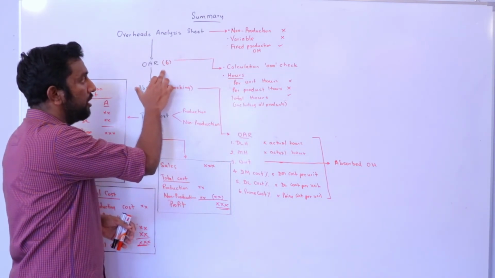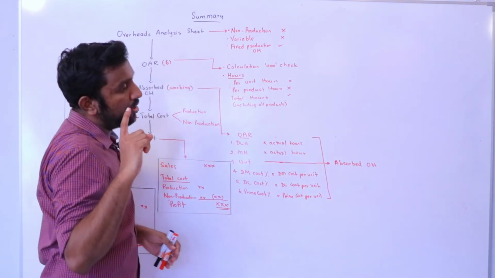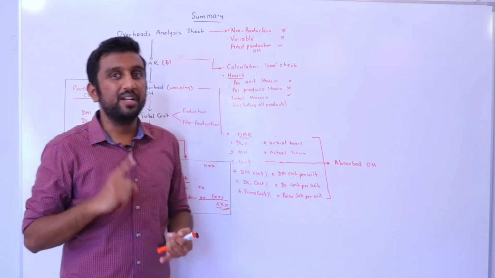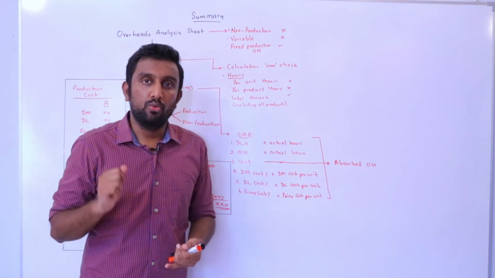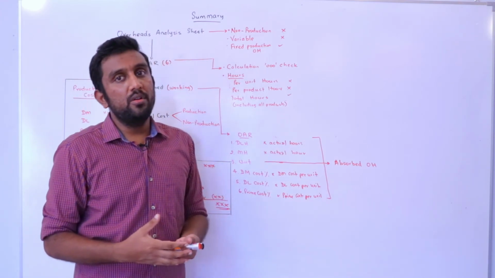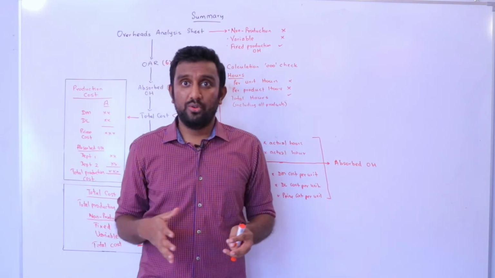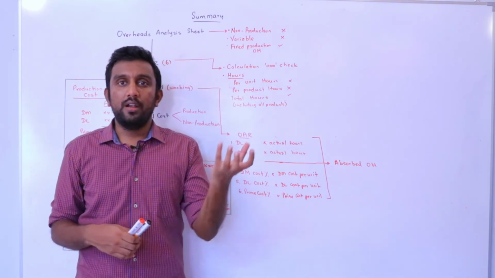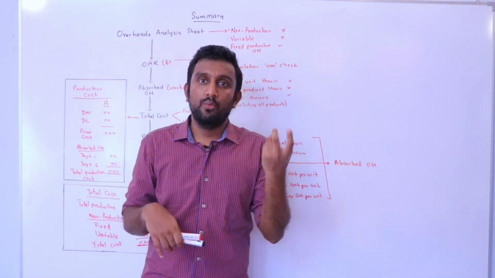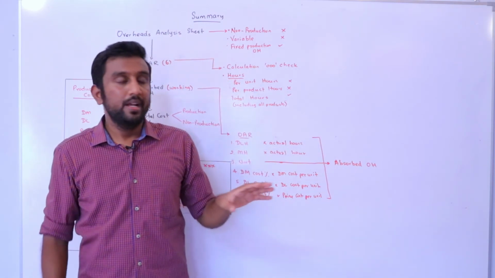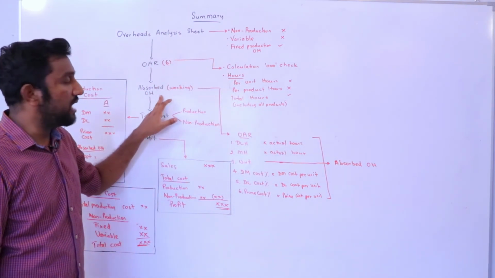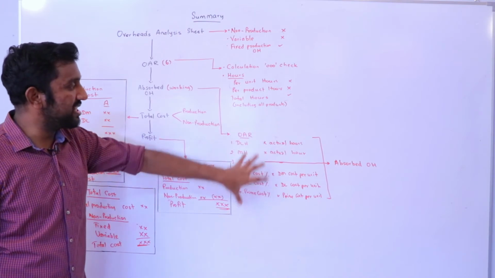So once we're done with the OAR, one department will have only one OAR. One department will have only one OAR, because if we are trying to find 2 different OARs, it means you have one input and you're trying to give 2 outputs for that specific input. That is wrong. So once you're done with the OAR, we'll go with the absorbed overheads. Absorbed overheads calculation is like this.